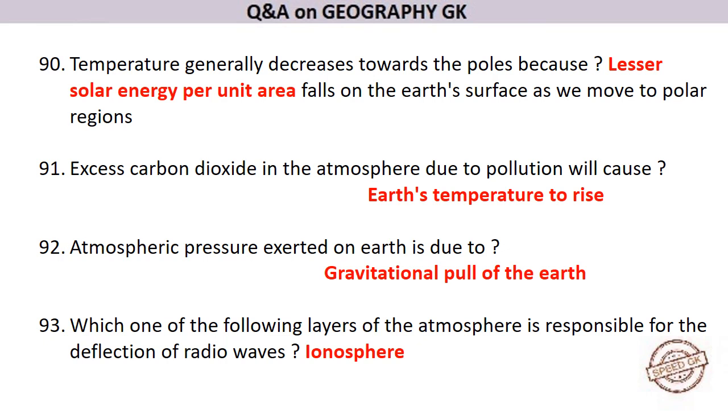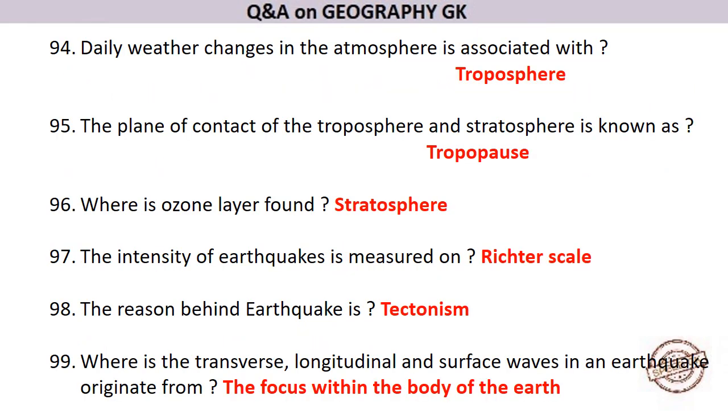Excess carbon dioxide in the atmosphere due to pollution will cause Earth's temperature to rise. Atmospheric pressure exerted on Earth is due to gravitational pull of the Earth. Which one of the following layers of the atmosphere is responsible for the deflection of radio waves? Ionosphere. Daily weather changes in the atmosphere is associated with troposphere. The plane of contact of the troposphere and stratosphere is known as tropopause. Where is ozone layer found? Stratosphere.